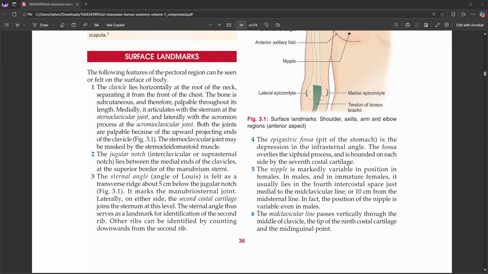Number 4. The epigastric fossa, pit of the stomach, is the depression in the infrasternal angle. The fossa overlies the xiphoid process and is bounded on each side by the seventh costal cartilage. Number 5. The nipple is markedly variable in position in females. In males and in immature females, it usually lies in the fourth intercostal space, just medial to the mid-clavicular line or 10 cm from the mid-sternal line. In fact, the position of the nipple is variable even in males.